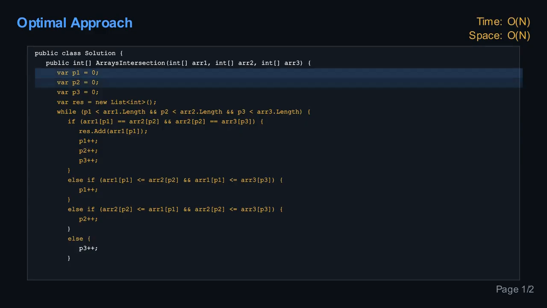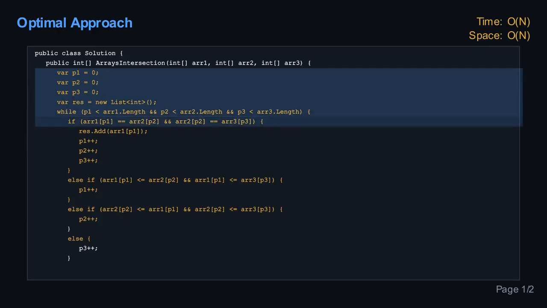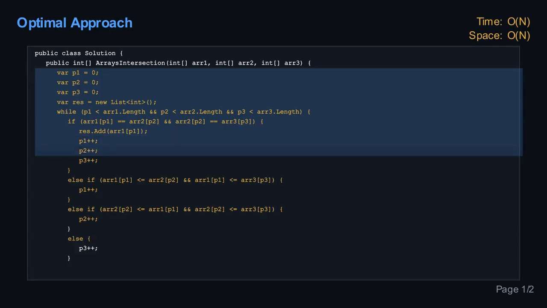We'll maintain 3 pointers, one for each array, all initialized to their respective start. In each step, we compare the elements pointed to by all 3 pointers. If they are all equal, we've found a common element, so we add it to our result and advance all 3 pointers. If they are not equal, we need to advance the pointer pointing to the smallest element.